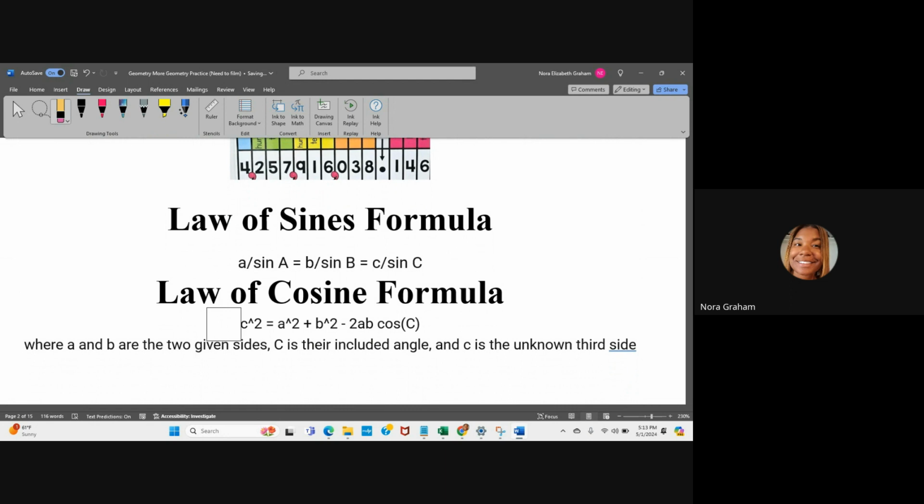And then also for the law of cosine formula, we're going to have C squared, which is our side, equals A squared plus B squared minus 2AB cosine of C. Again, this is our unknown. Our C squared is our unknown side. Our cosine of C is our unknown angle, okay? You don't have to memorize these. I suggest writing them down in your notebook and having them next to you when you do your homework. Once you repeat it, it will kind of get stuck in your head.